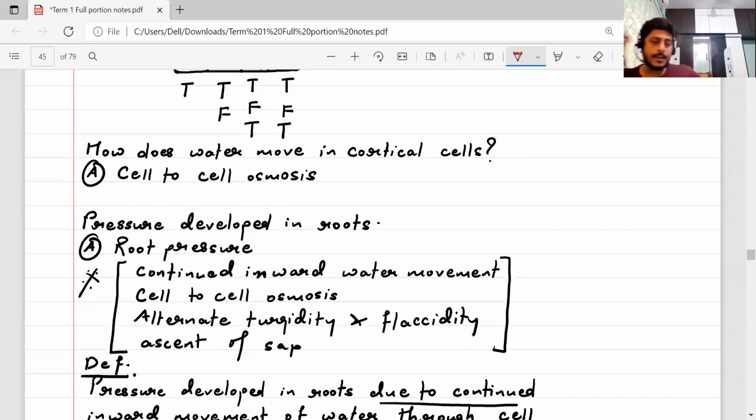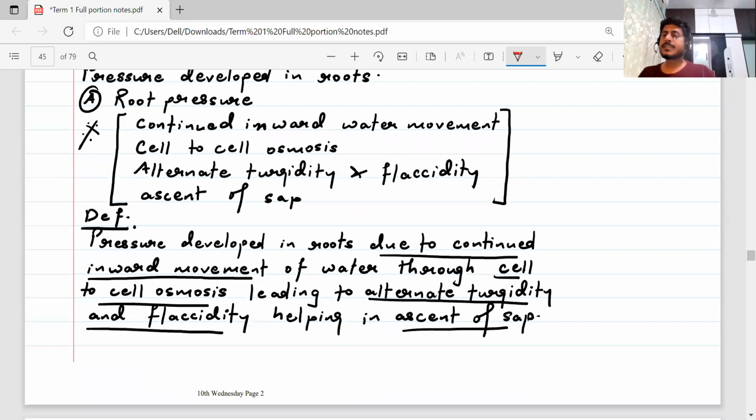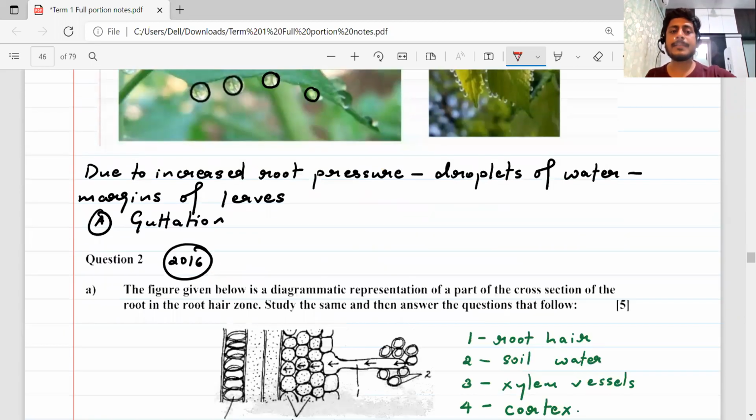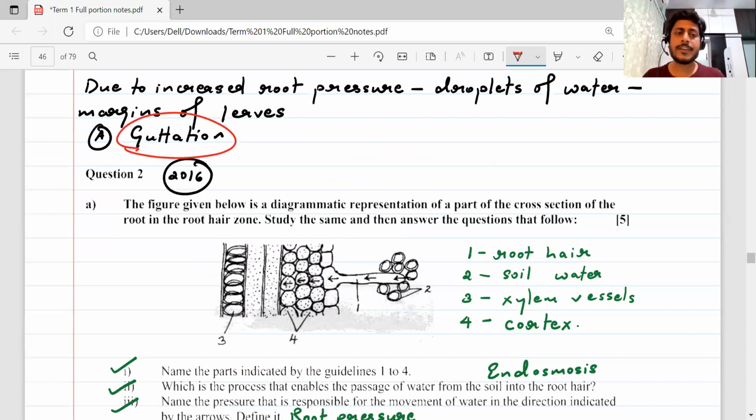It moves from one cell to another by cell to cell osmosis. The root pressure definition, and then remembering that it helps in ascent of sap, and remembering that its excess causes guttation. This was the big board question from 2016.